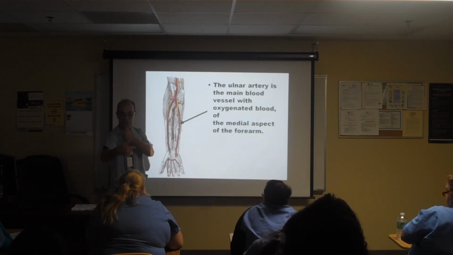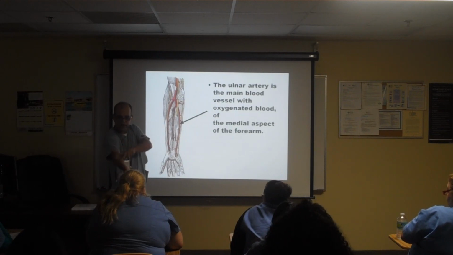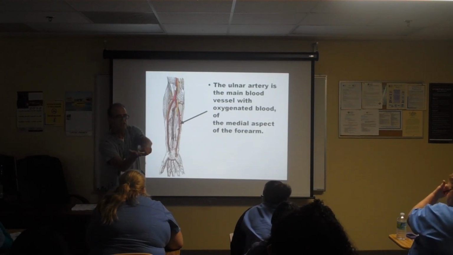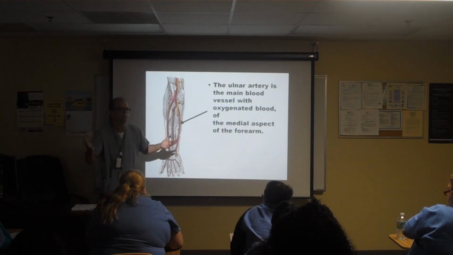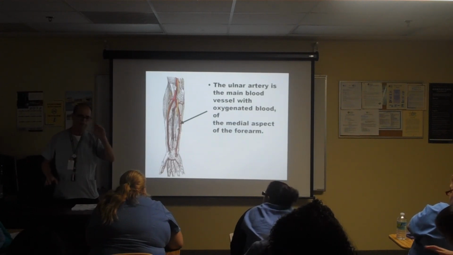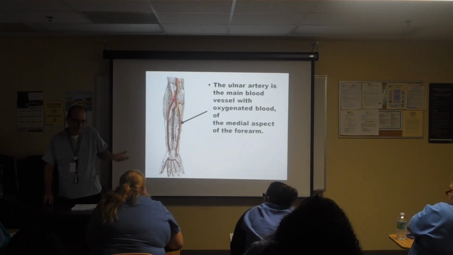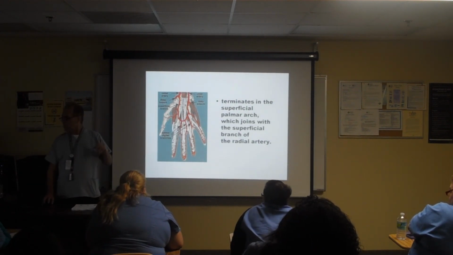Brachiocephalic trunk, subclavian artery, axillary artery, brachial artery that makes the profunda, continuation, bifurcation, radial, ulnar, coming here, deep arch, superficial arch, and the digital arteries that go to the fingers. Digital arteries are not important for us, they are very little, not generally scanned. You can scan them, but it's something very rare. Okay, terminating in the superficial palmar arch, which joins with the superficial branch of the radial artery.